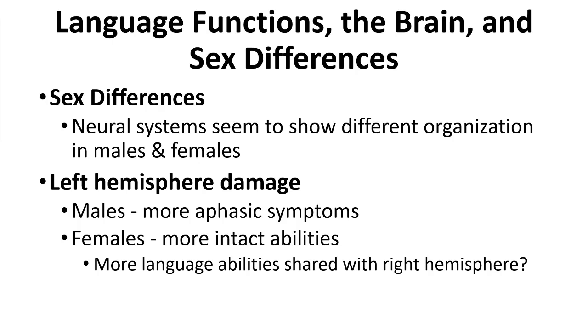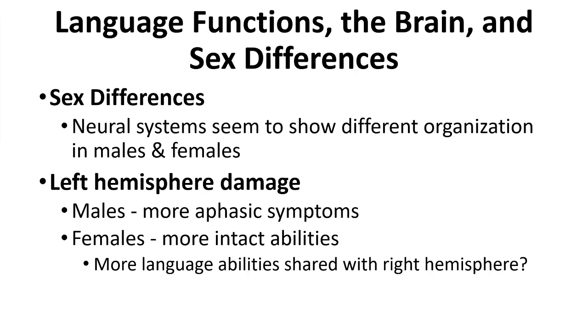And see what happens to people who have suffered damage to those areas. And most of the time in males, we're going to see more aphasic symptoms. So having an aphasia, that damage to those areas. So this basically means that men who have left hemisphere damage tend to have more problems with speech production and speech perception. So after a stroke, males have a higher chance of their language abilities being negatively affected.